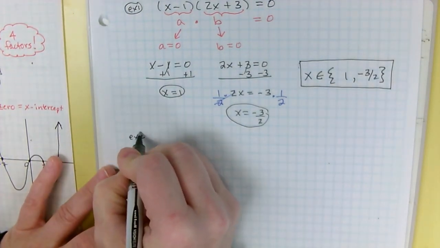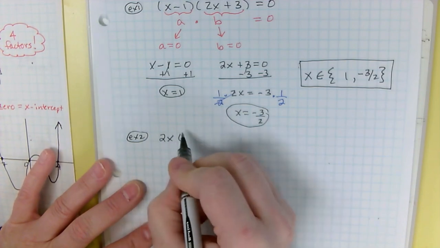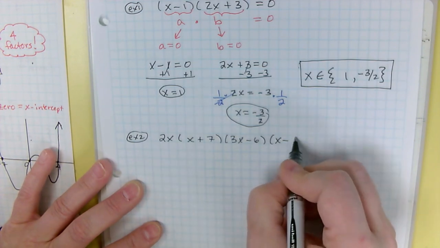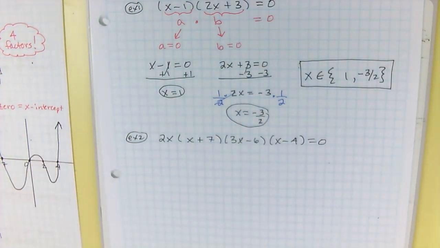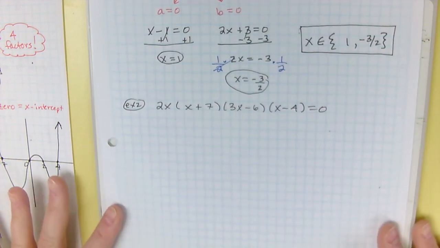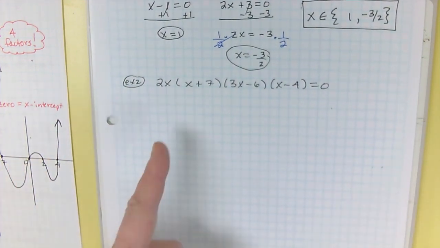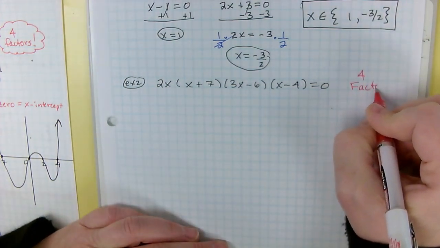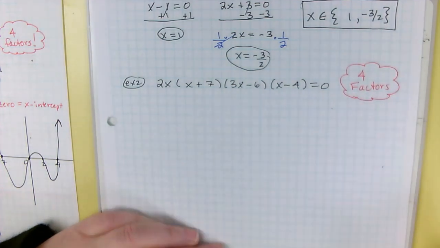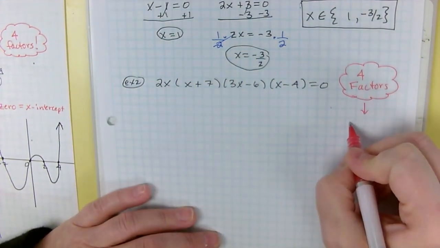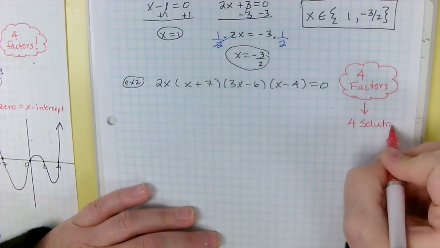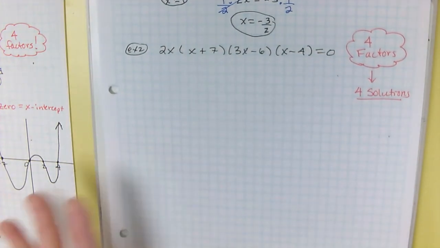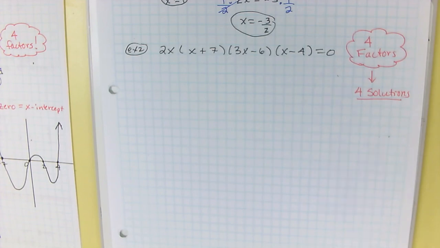All right, let's do one that's more fun. Let's say you've got 2x times x plus 7 times 3x minus 6 times x minus 4 equals 0. All right, if I count the number of factors, 1, 2, 3, 4, I have 4 factors. This means I'm going to have 4 solutions. 4 factors, 4 solutions. Sometimes you get duplicate solutions, but if you have 4 factors, you will get 4 solutions.